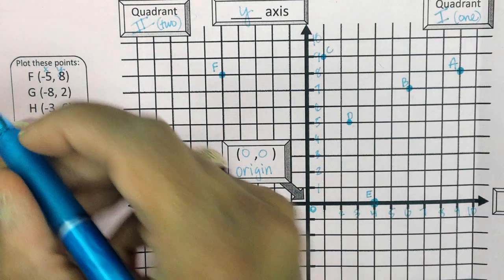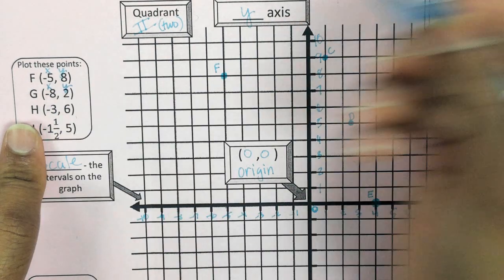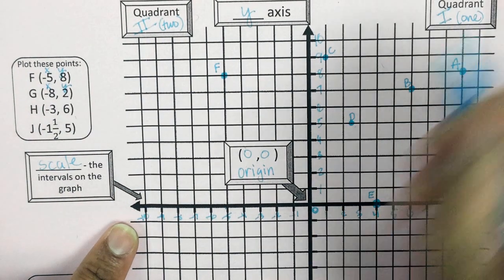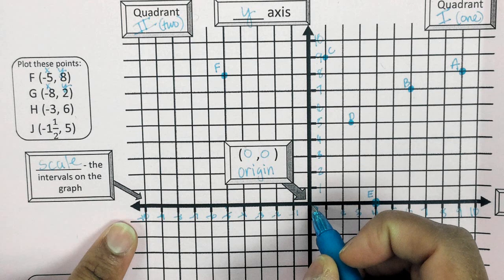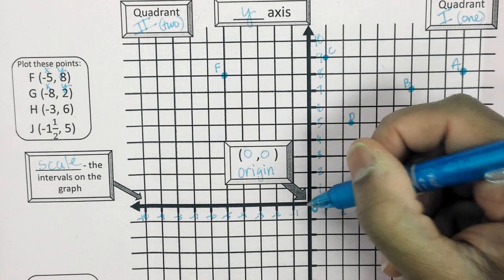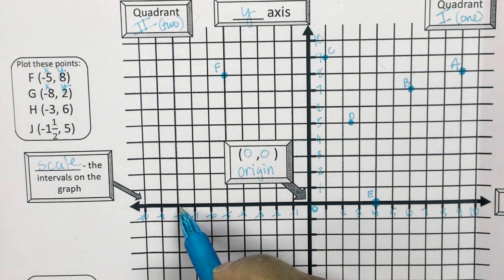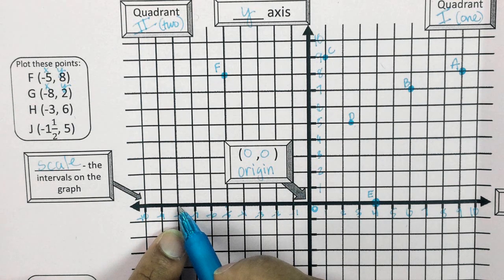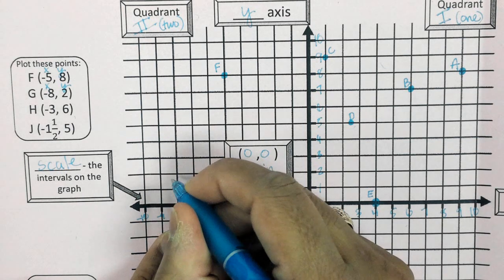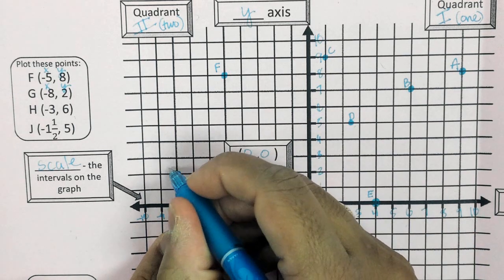Letter G, it says x is going to be negative 8 and y is going to be positive 2. Same thing. That means I start here at 0. Step 1, start at the origin. Step 2, move left or right. My first number is negative, so I'll move to the left to negative 8. And after that, we move up 2, because step 3 says move up or down. That's point G.